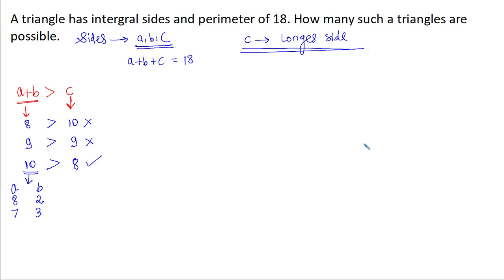Now you can tell me, if I write a plus b as 9 and 1 and then c as 8, can we draw a triangle with these three sides? Okay, 1 plus 8 is greater than 9. This is incorrect, so we cannot draw a triangle with the sides 9, 1 and 8. Okay everyone, so let me delete this part.